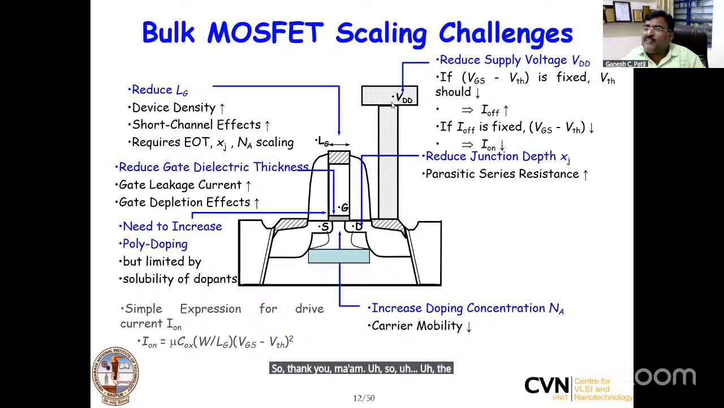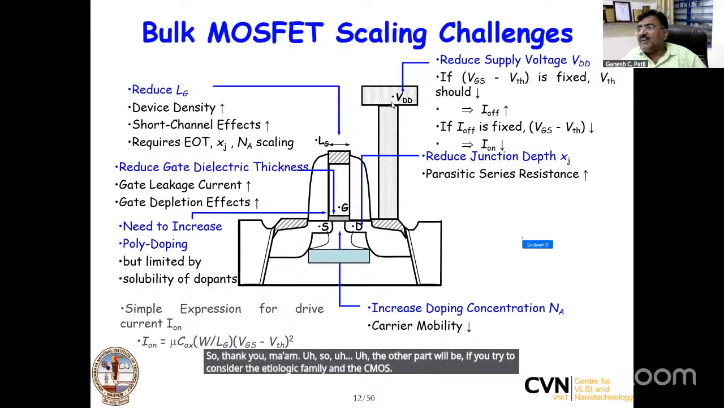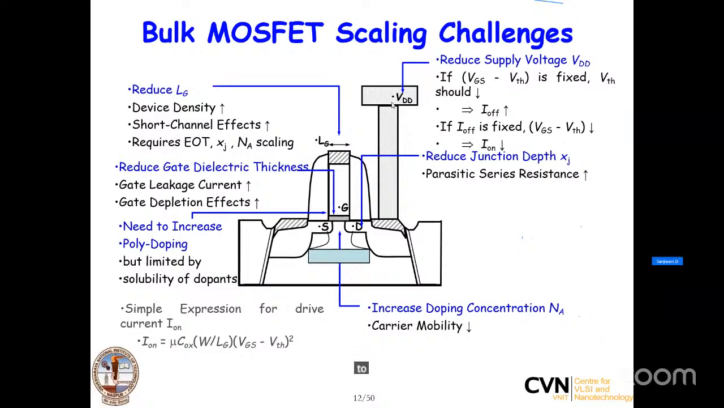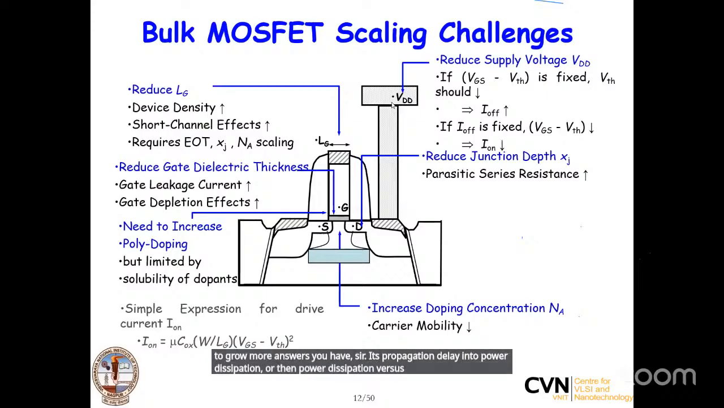The other part will be if we try to consider the TTL logic family and the CMOS, what the TTL logic family has. It's propagation delay, power dissipation, or power dissipation versus speed of circuits.